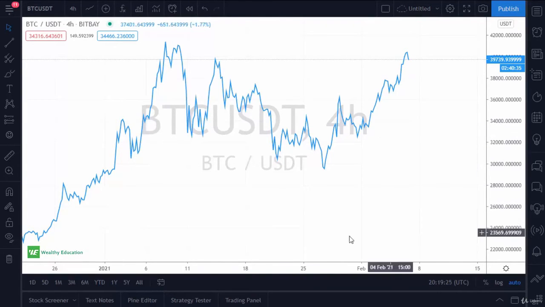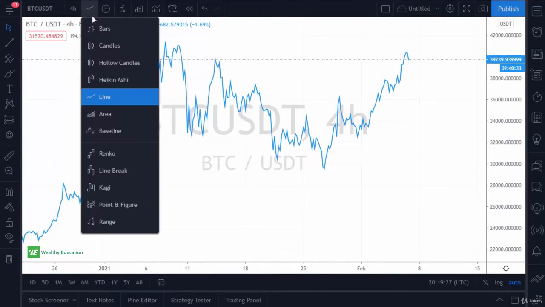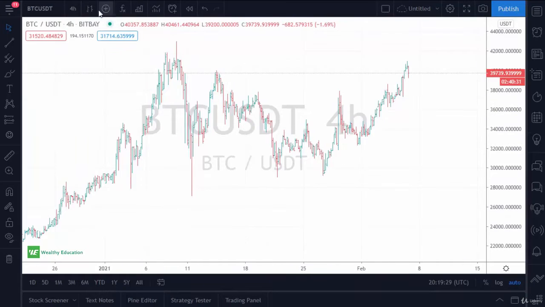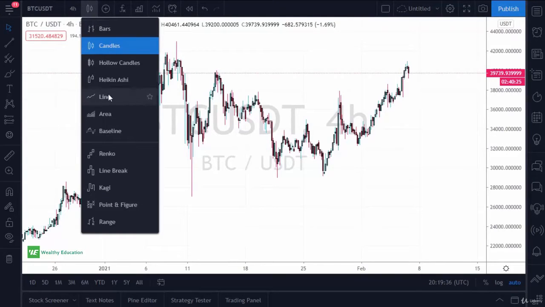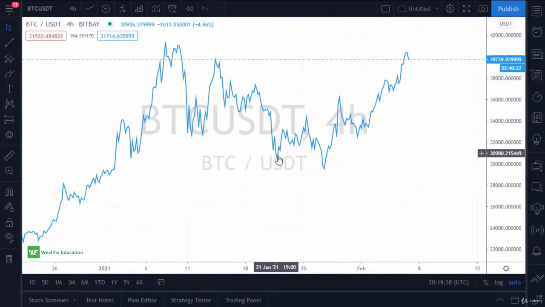4 hour. So that means every bar or every candlestick is what happens over the course of 4 hours. The line plots the close every time, at the end of 4 hours. It might be there, or it might be there, up there, etc.